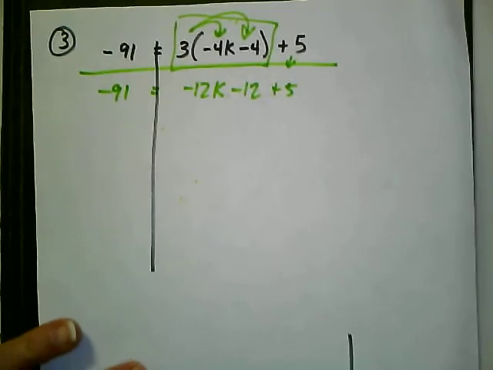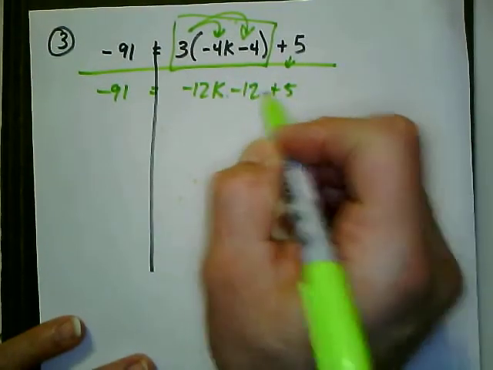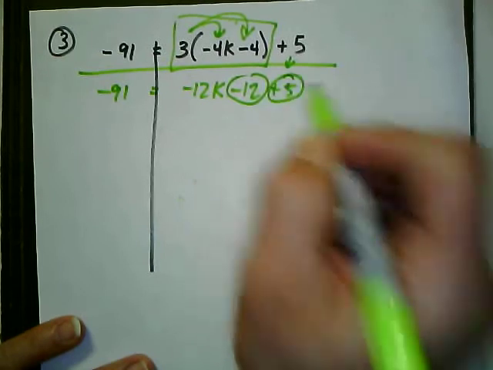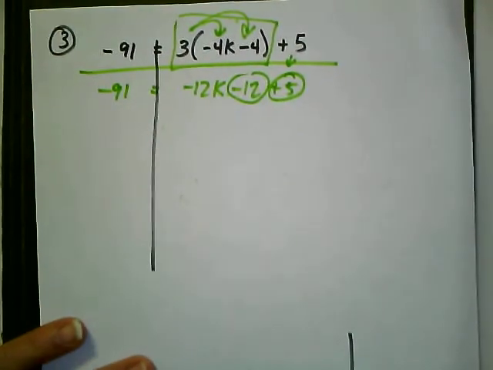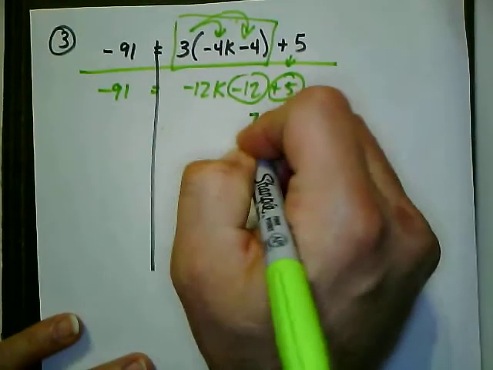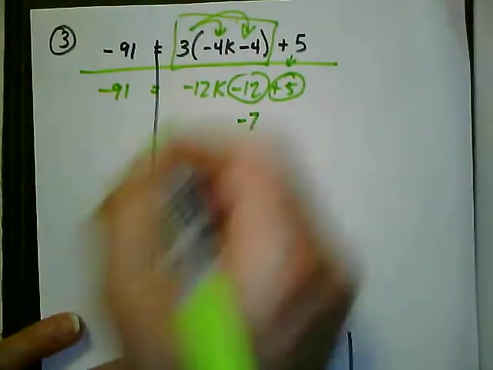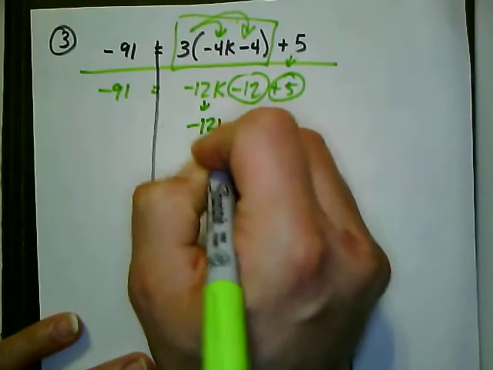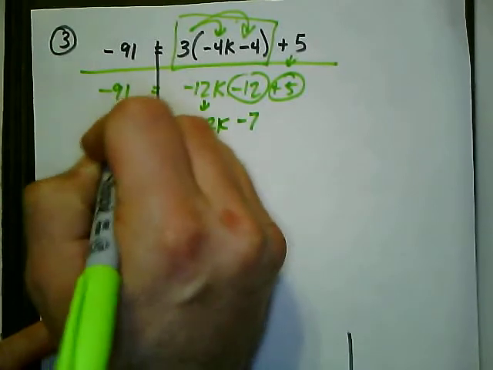New part of the problem here. Going to combine like terms. That has a k, no k, no k. So our no k's add together. That equals -7. And we bring down the -12. Okay, the equals and the -91.